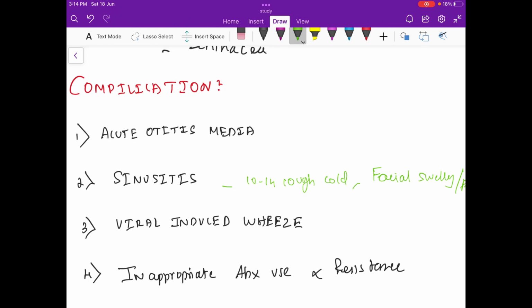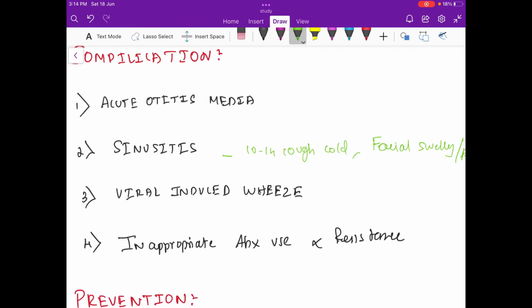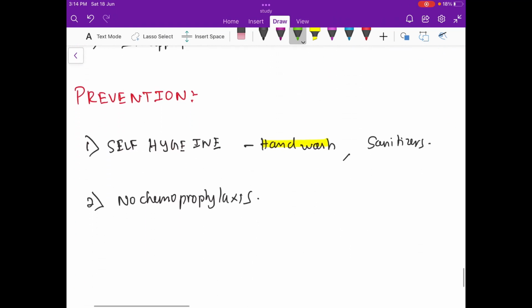Then the upper respiratory tract infection can cause a complication which can cause wheezing in a small child. This is the viral associated hyperreactive airway disease. And finally, the inappropriate use of antibiotics, which is not a complication of the disease per se, it is the complication of the doctor treating a common cold, will cause antibiotic resistance. Prevention.